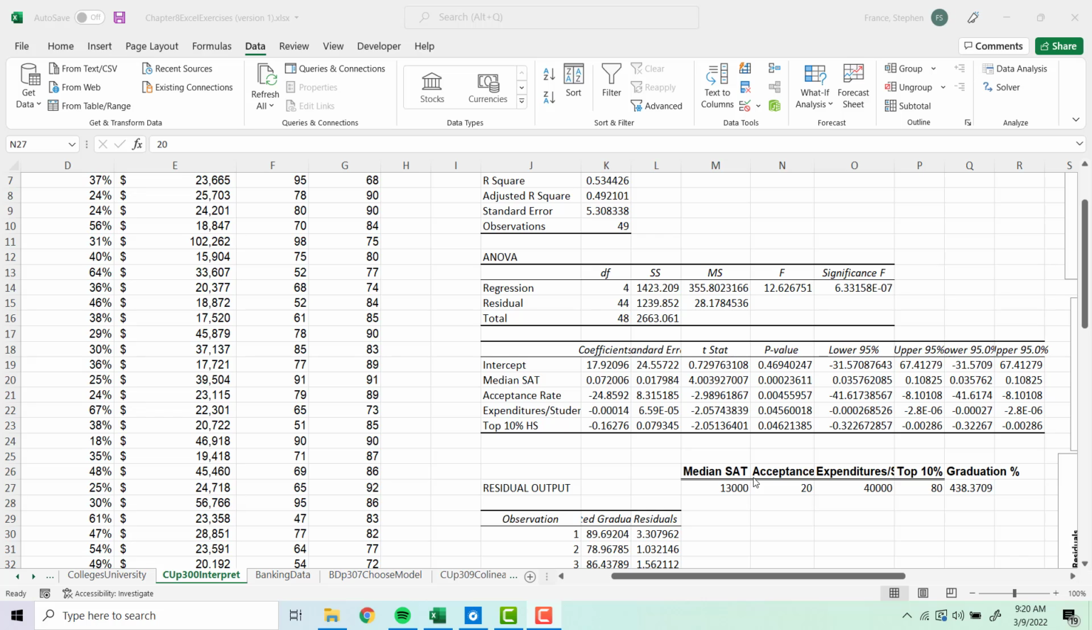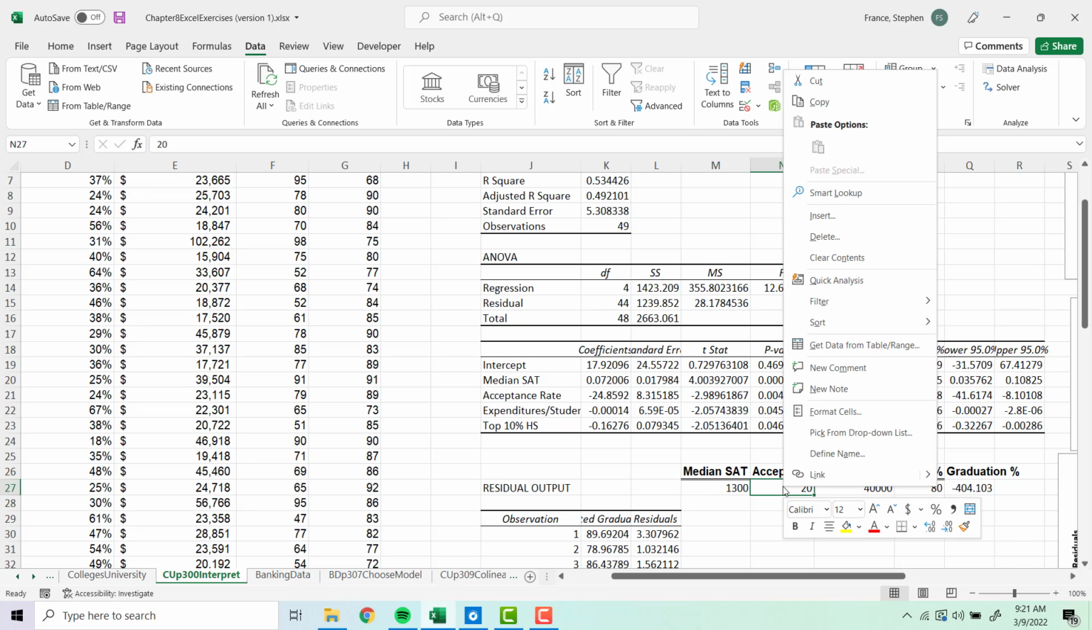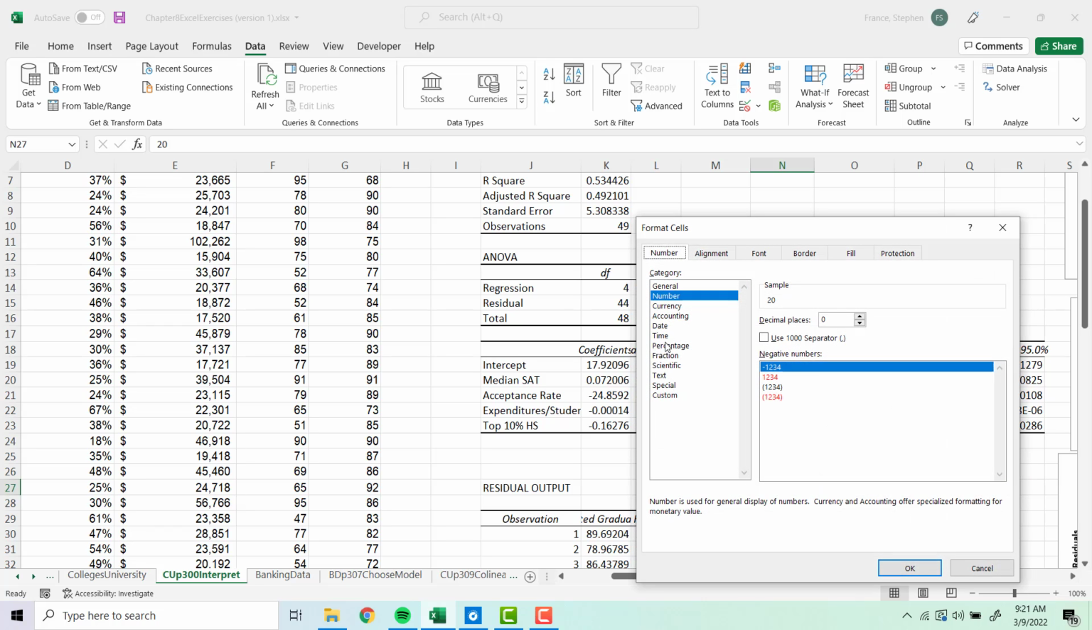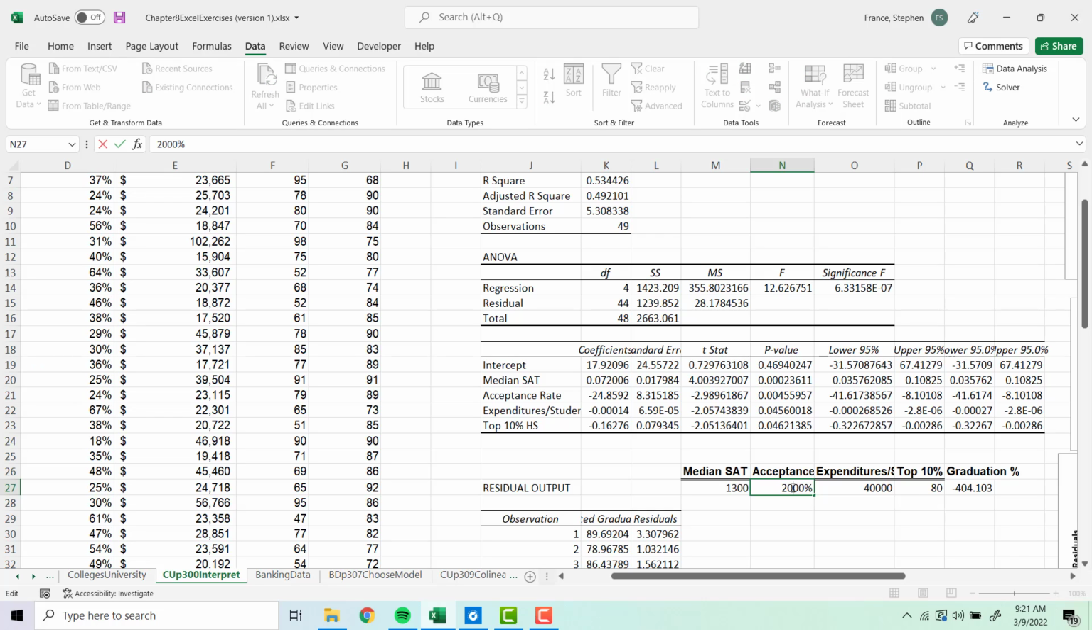There we go. Okay, something's gone a bit wrong here because we have a graduation rate of 438%. Let me have a look. Aha. Median SAT is not 13,000, it's 1,300. Okay, that doesn't look any better, but let me just think. The acceptance rate was a percentage, so let's format this as a percentage. We had 20 instead of 0.02, and this looks more realistic in terms of the data. So this gives us the graduation rate.